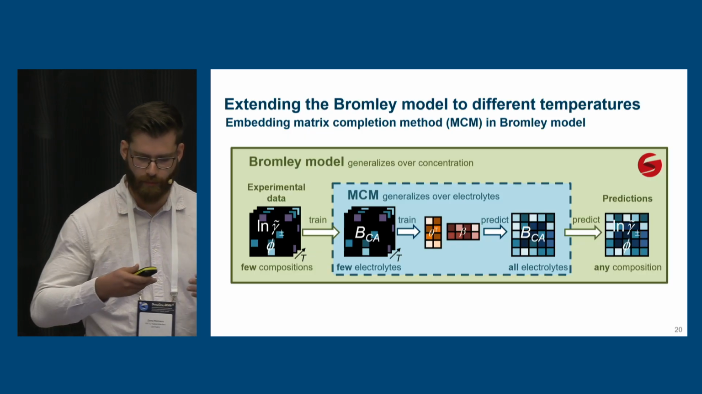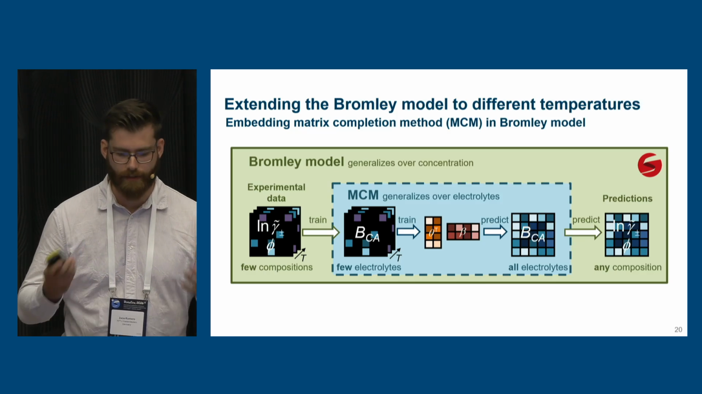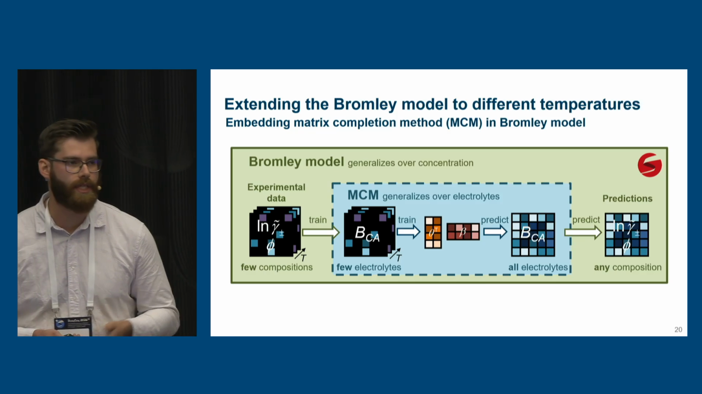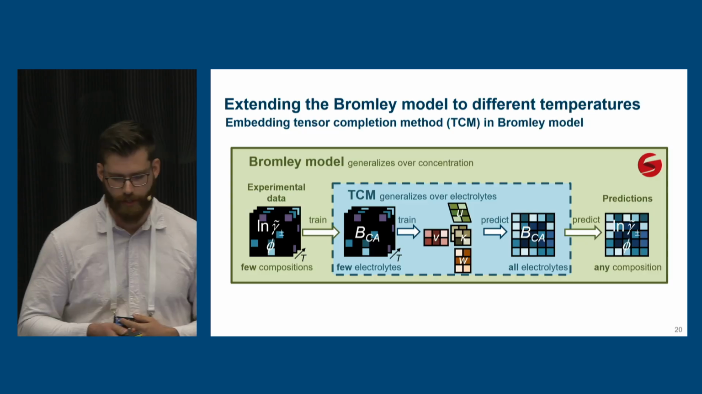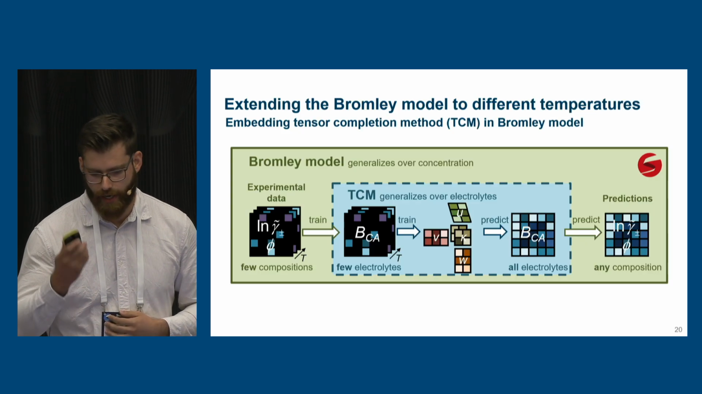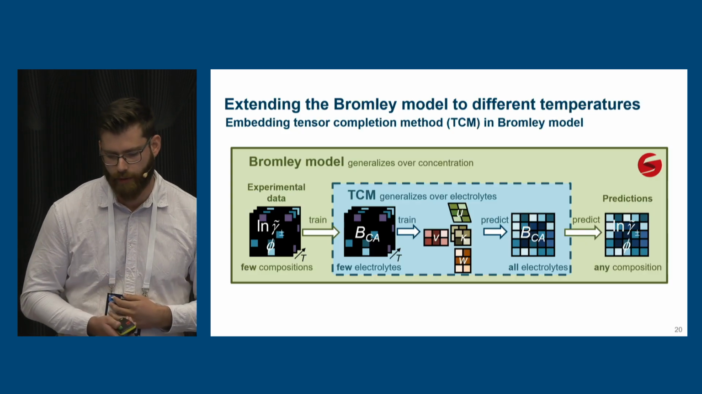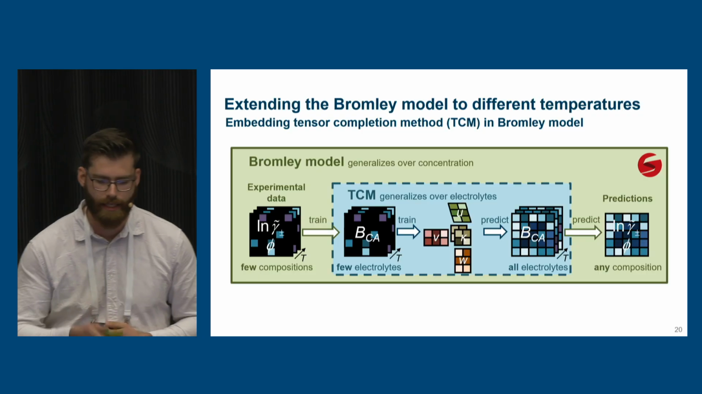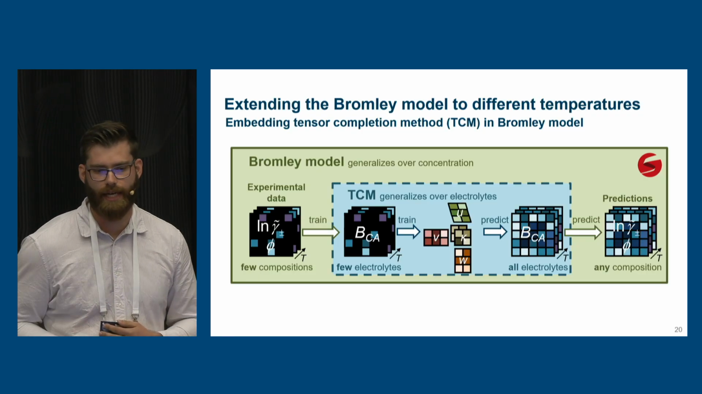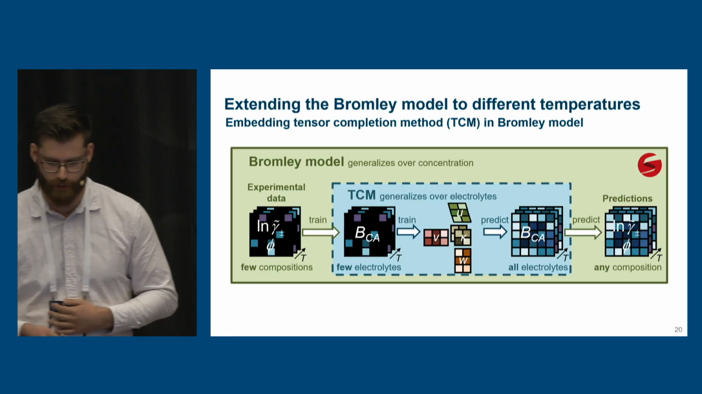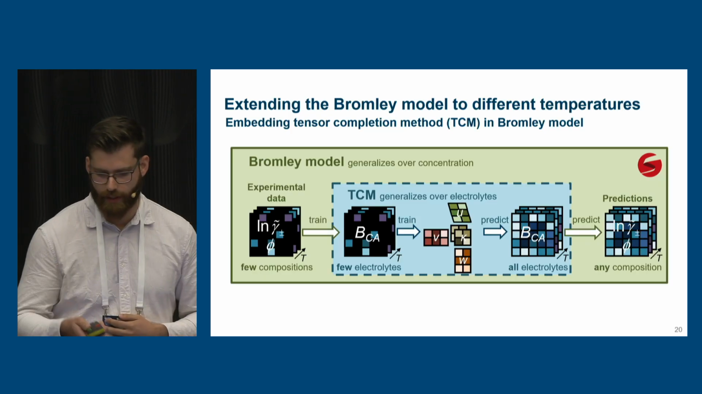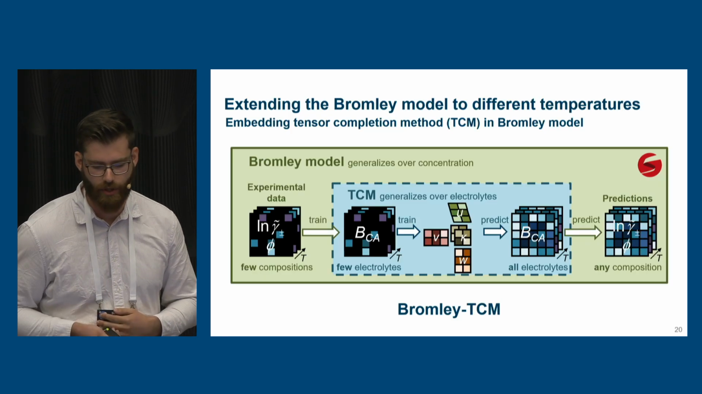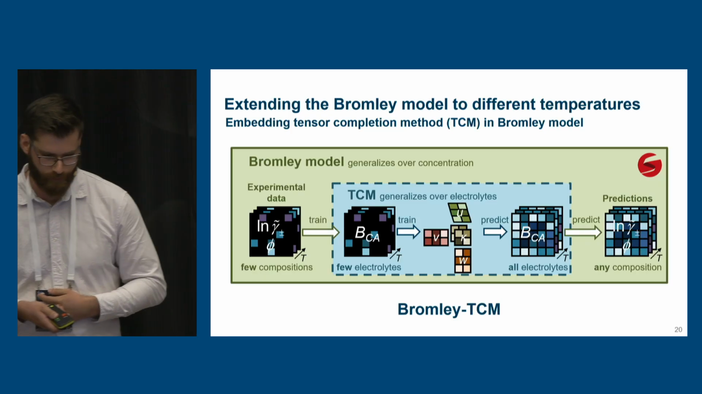We now have a Bromley parameter tensor that is very sparse that we can complete using a tensor completion method. For this, we use Tucker decomposition and generate predicted Bromley parameters for all of those electrolytes at any of those temperatures, and do the same for the activity coefficients. And we call this model, again, everything implemented in Stan, the Bromley TCM.